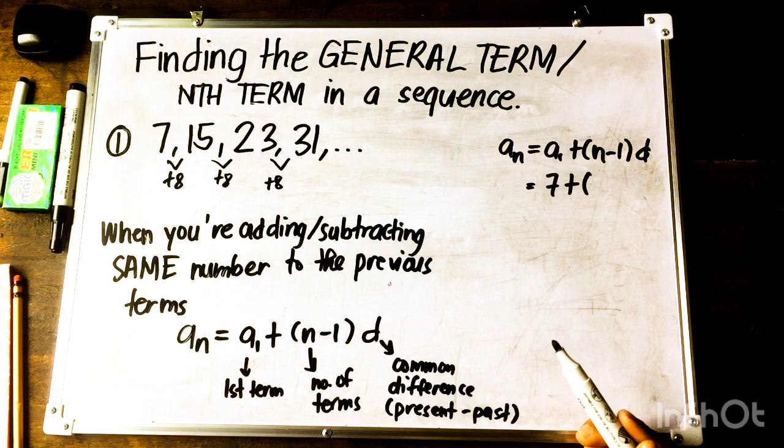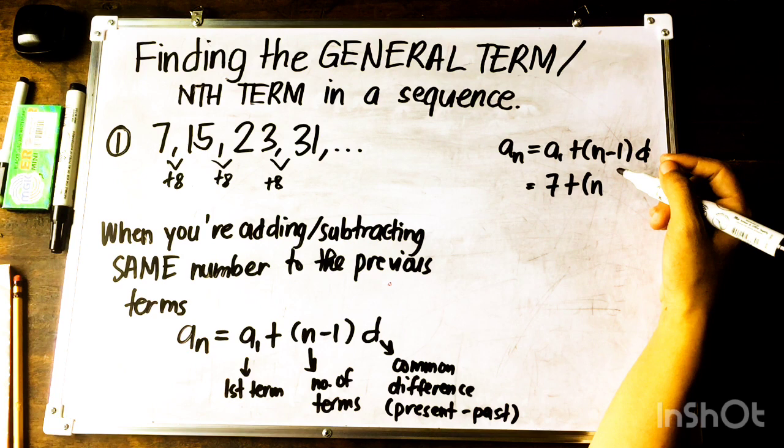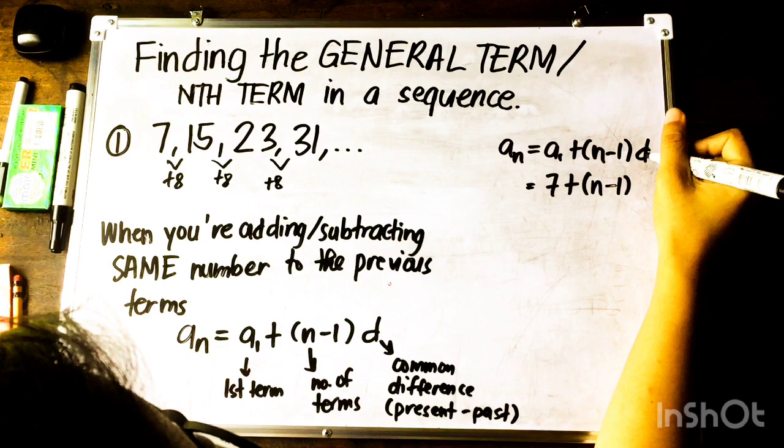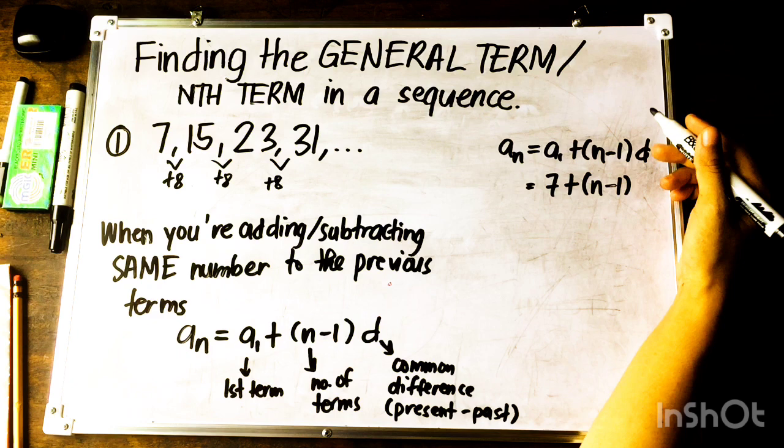Madam, why is it letter n? For commonality or convenience, class, but you can also represent it by other letters. But in our case, we choose n to define the number of terms. So, minus 1. Next, d, your common difference. Again, we got 8, di ba? 15 minus 7 is 8. 23 minus 15 is 8. 31 minus 23 is 8. So, we write here 8.